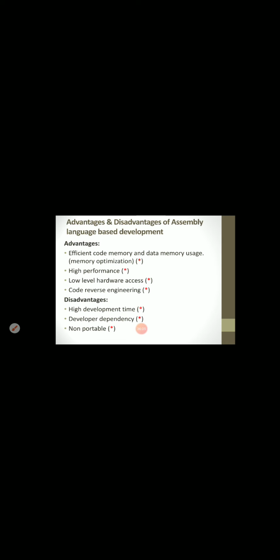And if we look at some advantages and disadvantages of using an assembly level language here, some of the advantages are efficient code memory and data memory usage. That is, memory optimization can be done. Efficient means if the developer knows the architecture well, the memory organization well, and the instructions well, then he can write efficient code. So that can be one of the advantages.